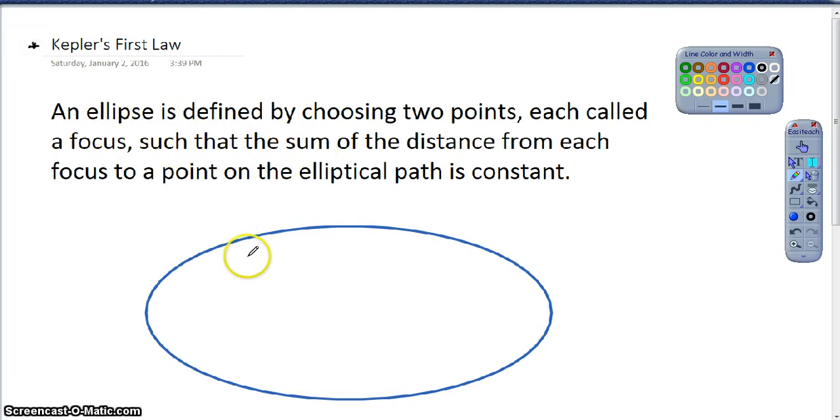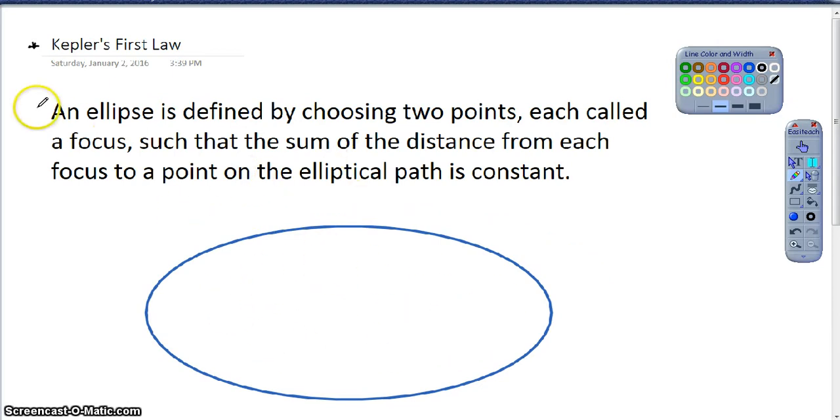We need to start with the geometry of an ellipse, right? An ellipse, not being a perfect circle, doesn't really have a true center. Instead, it has 2 points, each of which is called a focus, and the sum of the distances between those points and the elliptical path is constant.